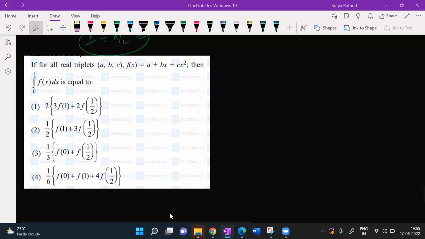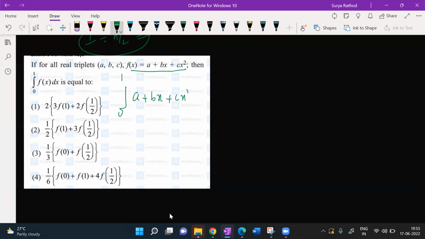What is the answer, guys? Very simple, guys. Look at this here. If for all triplets a, b, c, f of x is equal to this, then integral 0 to 1 of f of x dx is what? First of all, let us write the f of x value in place of f of x, which is integral of a plus bx plus cx square dx.